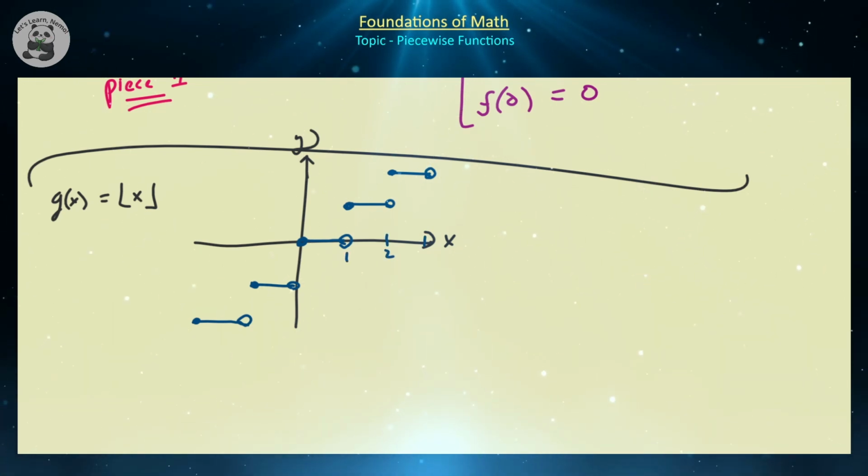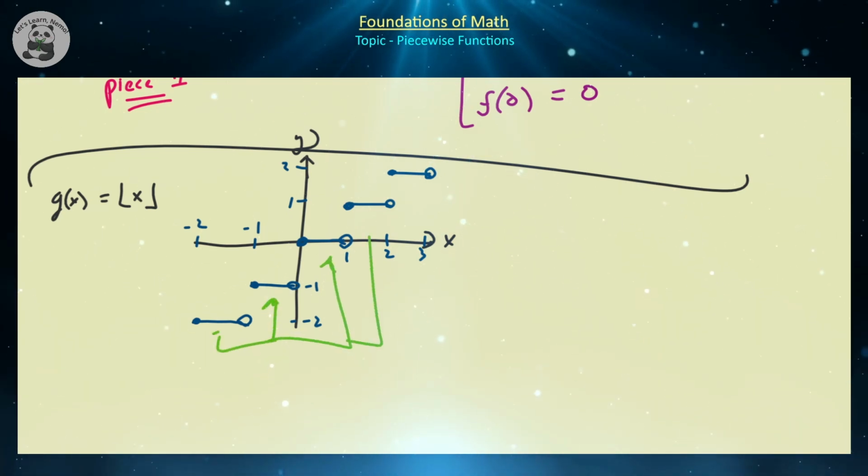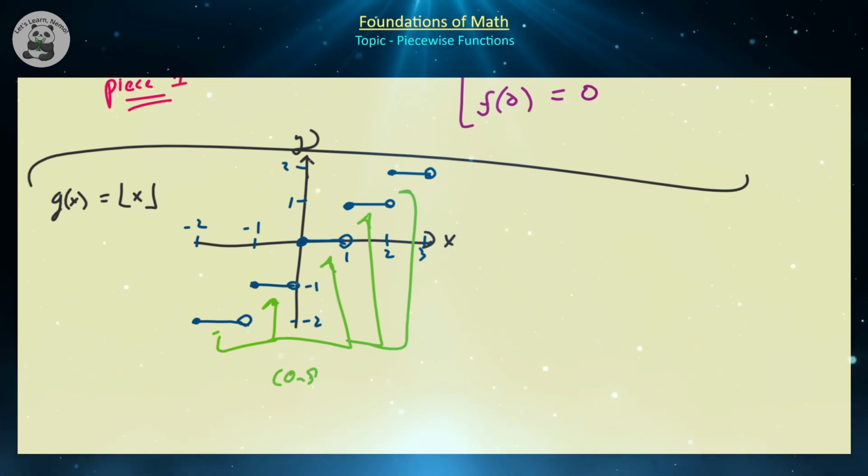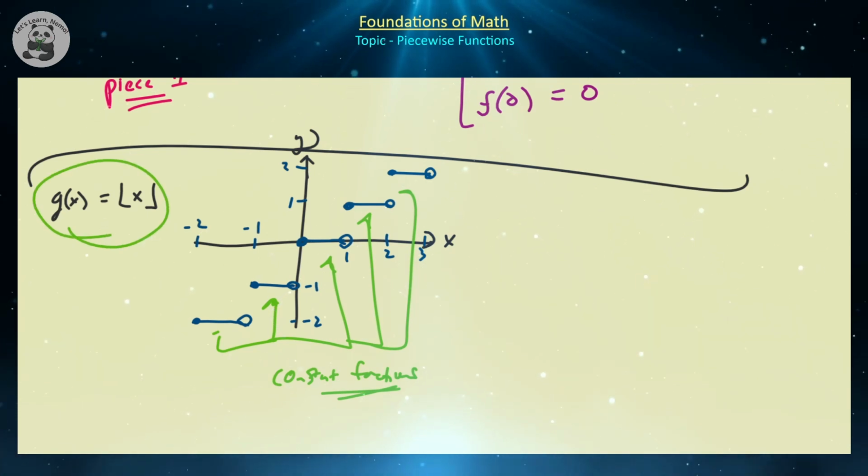So that's 1, that's 2, that's 3, that's minus 1, that's minus 2, right? So what we can do is represent this as a bunch of constant functions, right? Because each of these, all of these actually, these are all constant functions. So we should be able to represent the floor function as a piecewise function where our pieces are all constant functions. For example, if we look at from x is equal to 0 to 1, including 0 but not including 1, that's just the function y is equal to 0.